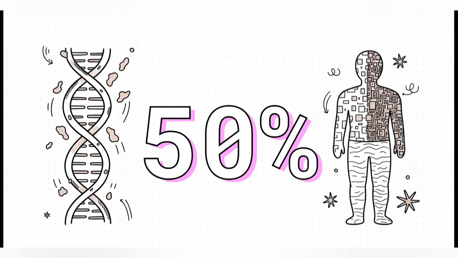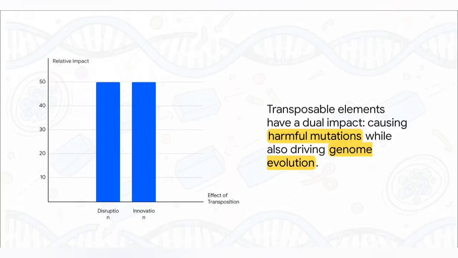So why should you care about any of this? Because this isn't just happening in some obscure bacteria. It is happening inside of you, right now. Get this, roughly half, and let that number sink in for a second, 50% of the entire human genome is made of these jumping genes, or their ancient fossilized ancestors. They are a massive part of what makes us who we are. And their impact is a true double-edged sword.